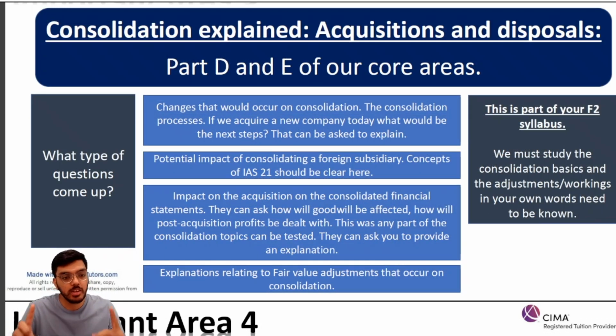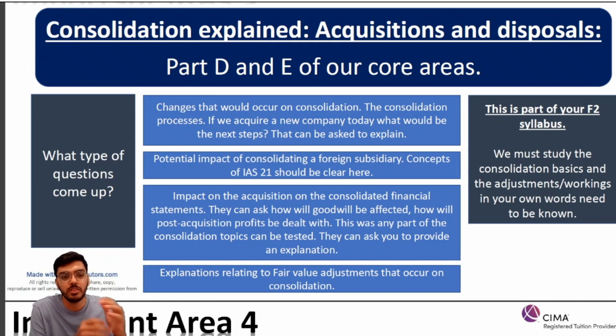Now to area number 3, which we have identified as very important. This is your consolidation part explained. The explanation of the same is quite often asked. It deals with acquisitions, disposals, and this is part D and E of your core areas. So if you've gone through our blueprint explanation video, I'll leave it in the description above, or it'll be on your screen somewhere. I'll leave it for you to see.